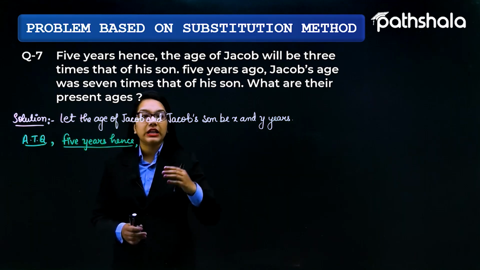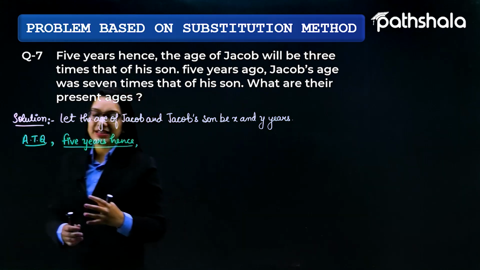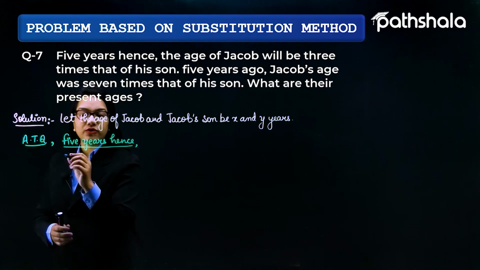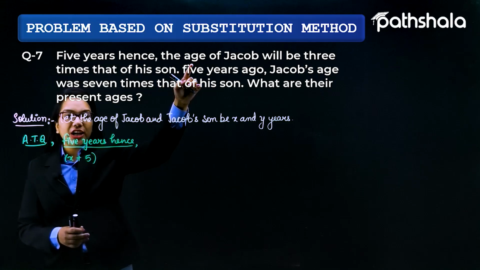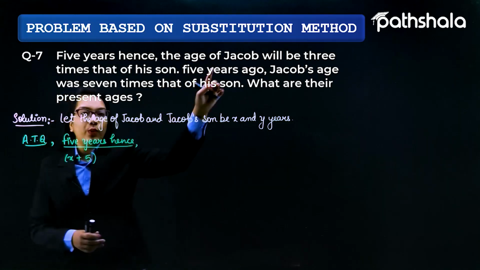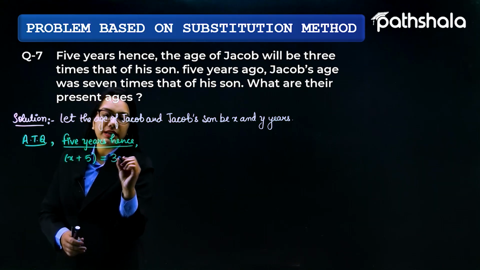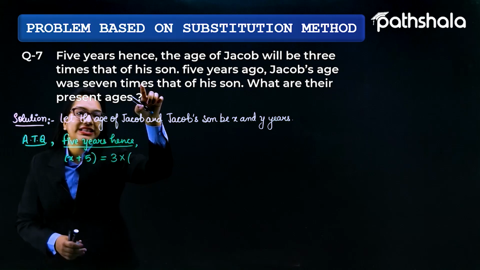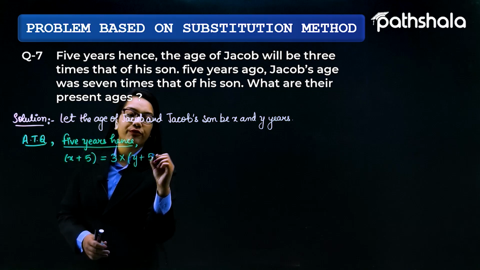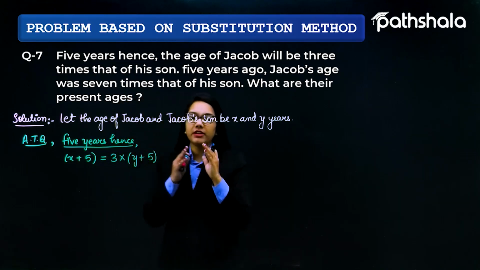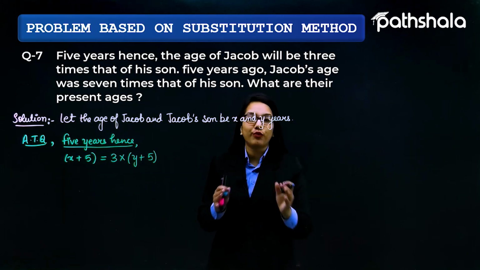The question says the age of Jacob will be 3 times that of his son. It means that after 5 years the age of Jacob, that is x plus 5, will be equal to 3 times his son's age after 5 years, which is y plus 5. So this is our very first equation: x plus 5 is equal to 3 into y plus 5.